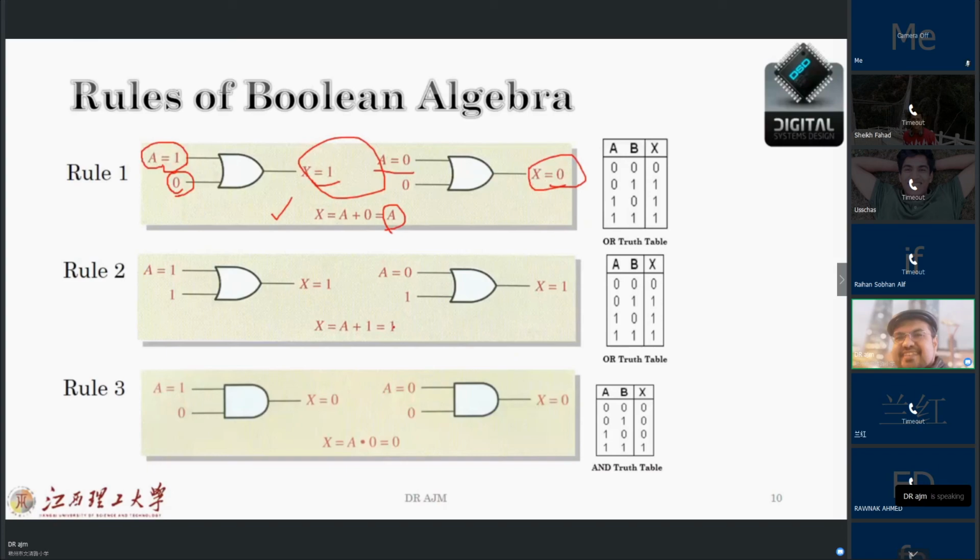Rule number two is that A plus one is equal to one. Let us see, is it exactly like that or not? One plus one is one. And if I assume zero, zero plus one is again one, so this is again okay. Rule number three, as I said, is that A dot zero is equal to zero. If I assume A is one, one AND zero is always zero, and if I put zero multiplied by zero, again it's zero. Okay, see, I show one table here, and we call it, as I told you in the last lecture, a truth table.